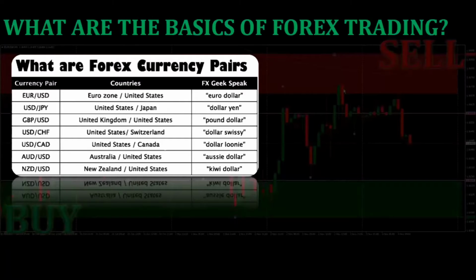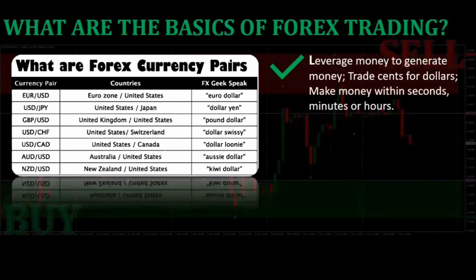Most of us know USD is US dollars, right? But there's also other currencies out here like EUR is Euro, JPY is the Japanese yen, GBP is the British pound, CHF is the Swiss franc, CAD is the Canadian dollar, AUD is the Australian dollar, NZD is the New Zealand dollar. All right, so those are the major currency pairs that a day trader actually trades when they get into the foreign exchange market.